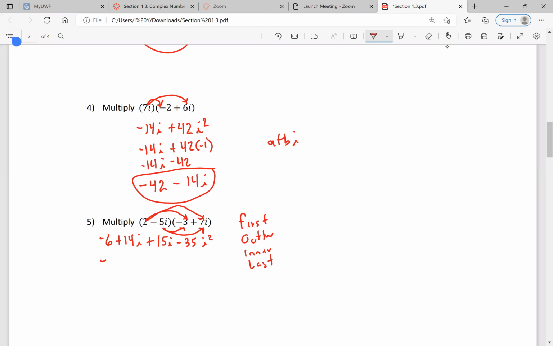So looking at this first, we bring down this negative 6. 14i plus 15i is 29i. And here I have minus 35 times i squared, which is negative 1. So negative 6 plus 29i, and this becomes plus 35. So I have 29 plus 29i.